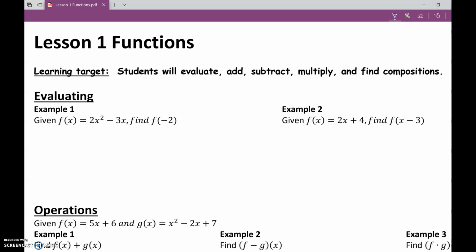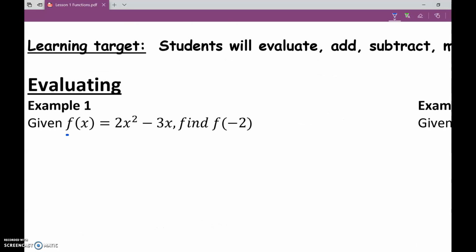So first thing, evaluating. Okay, remember this is function notation. This is f of x. F of x just represents the y variable. So the rule that goes with f of x is 2x squared minus 3x. If we want to evaluate x being -2, one way to do that is to make this statement right here, f of -2. So all we're doing here is we're going to my f function, and wherever I see an x, I replace that x with -2, which would give us this statement right here.